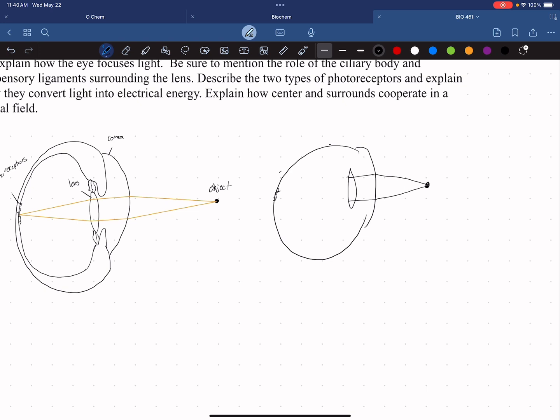Say this is an example of someone with a larger eye, and here the lens will converge the light to this point. It will be a little bit short. This is called myopia, and this person will be okay to see things close up, but will struggle to see things from far away.